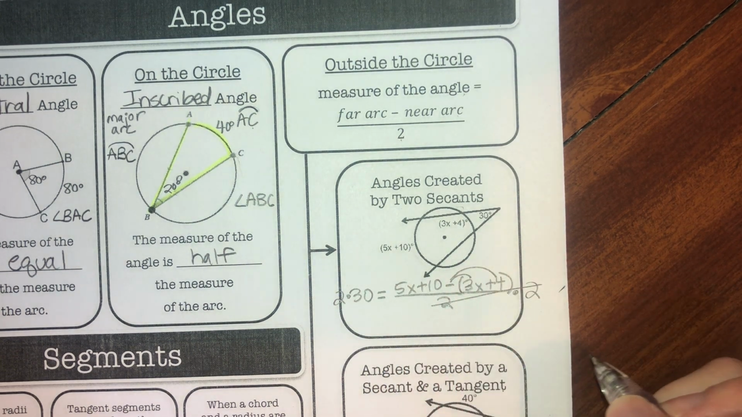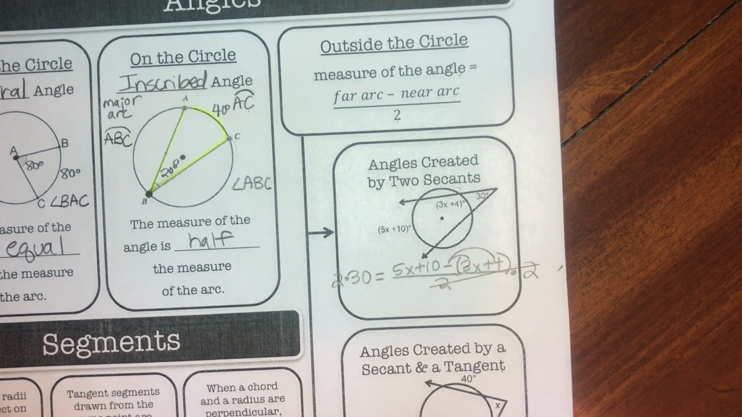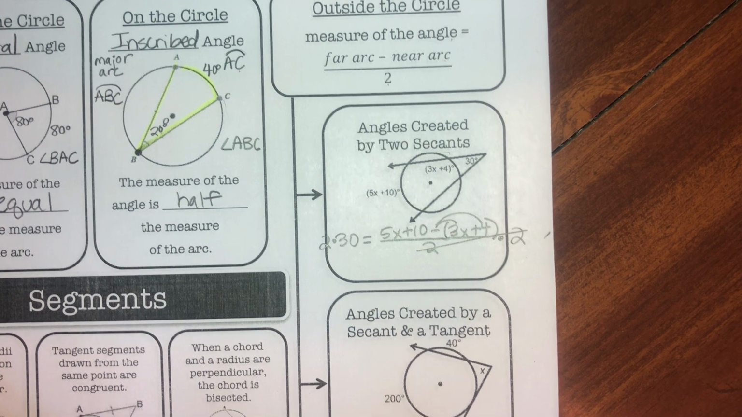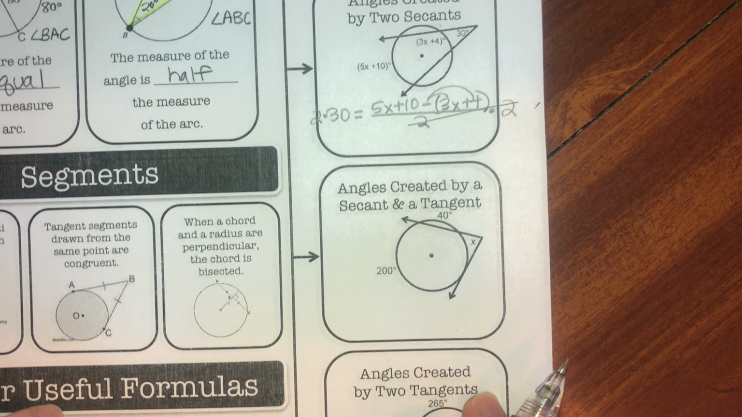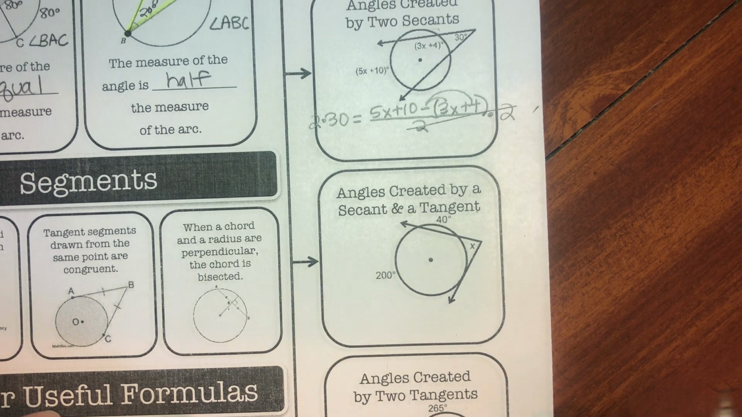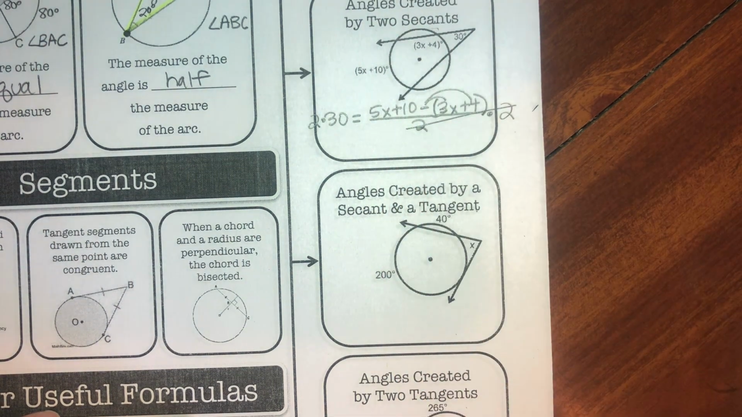You can keep working that out in the little space that you have, or you can just leave it at that to give you a little thing to get started if you need the reference on your test. So the next one is the angle created by a secant and a tangent. Same concept here, we're doing the far arc minus the near arc.